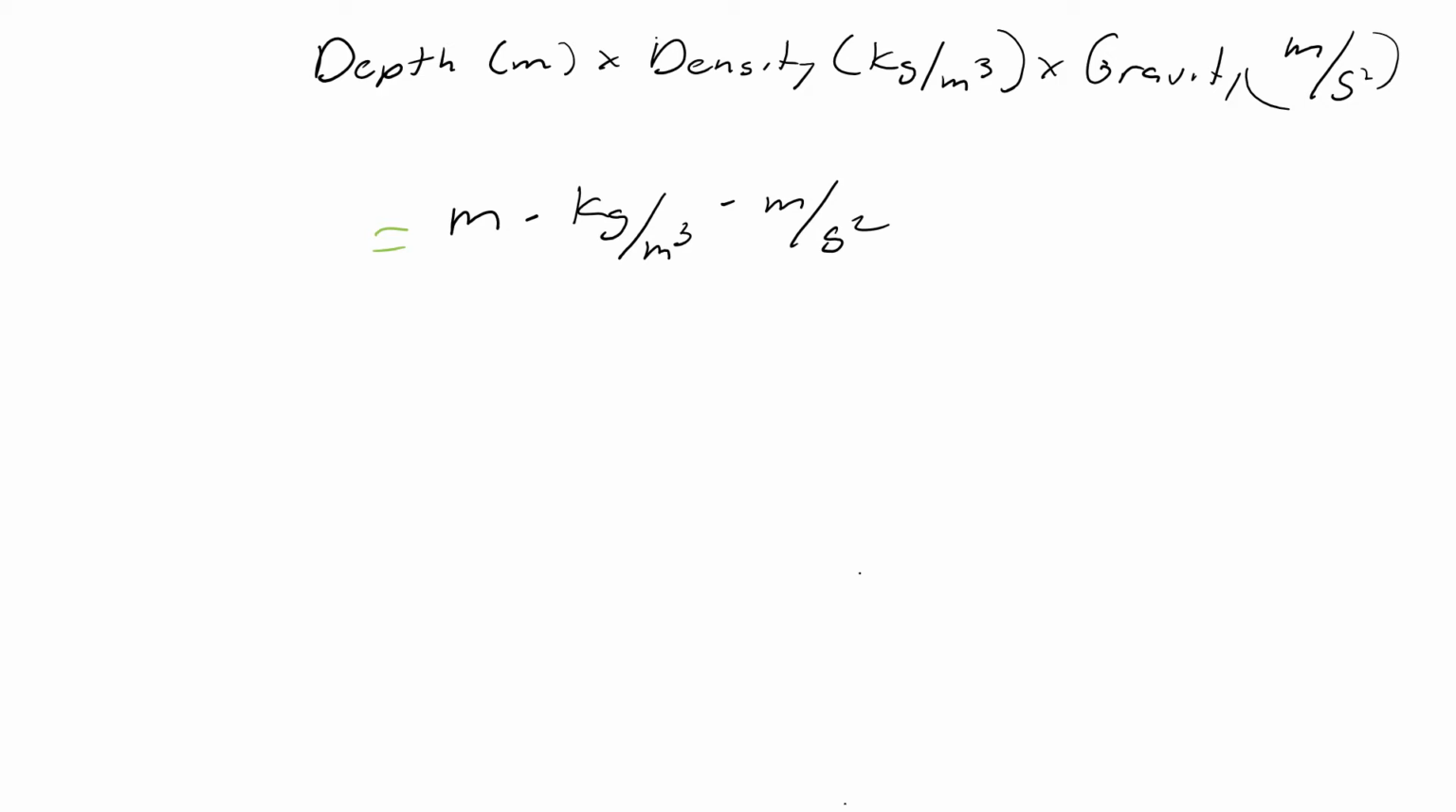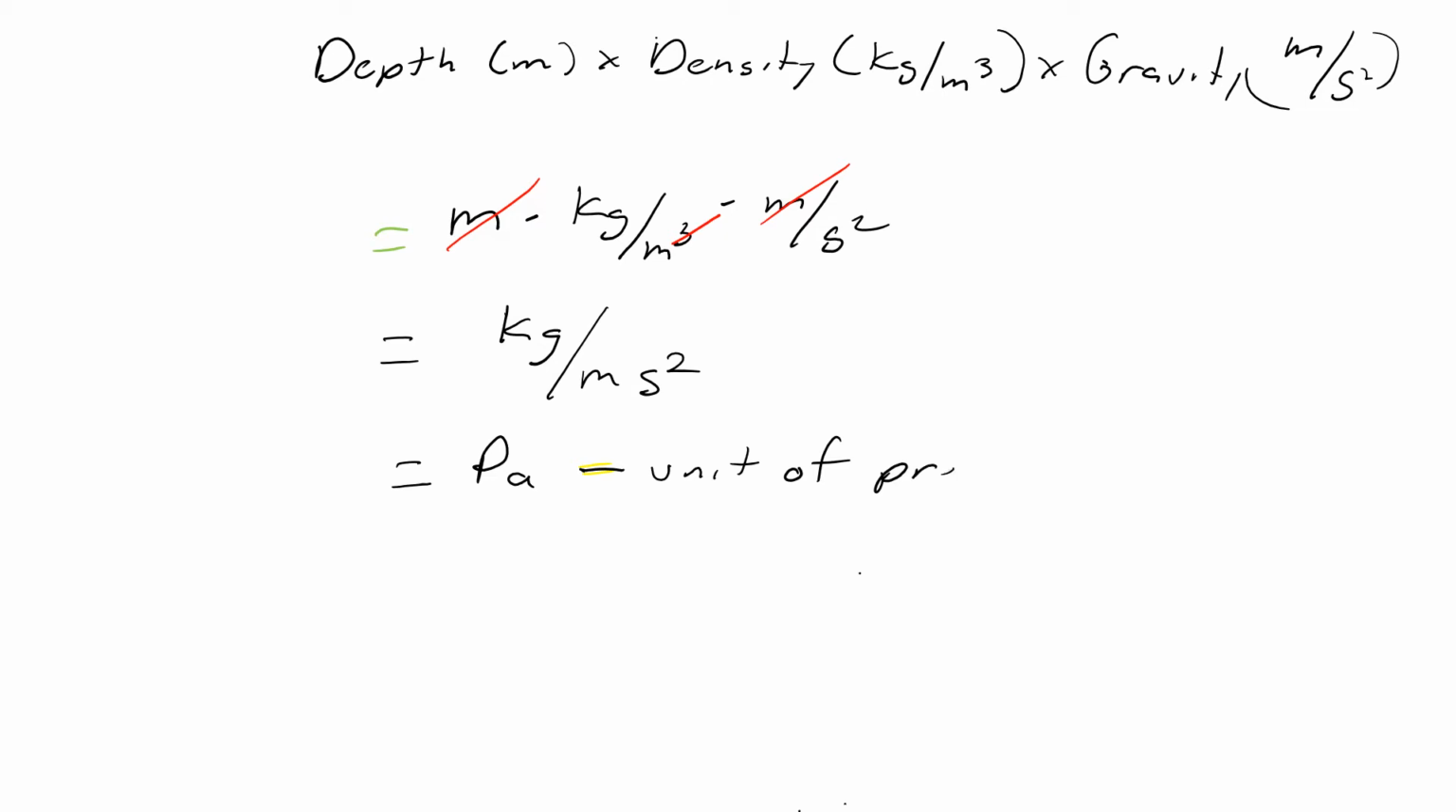Can we cancel some stuff out? Got 1 meter on top, 2 meters on top, meter cubed on the bottom. So we can get rid of 2 of those. We are therefore left with, doesn't look like anything else cancels out, a kilogram on the top. Looks like we still have 1 meter in the denominator and second squared in the denominator. And that equals a Pascal, which is a unit of pressure.